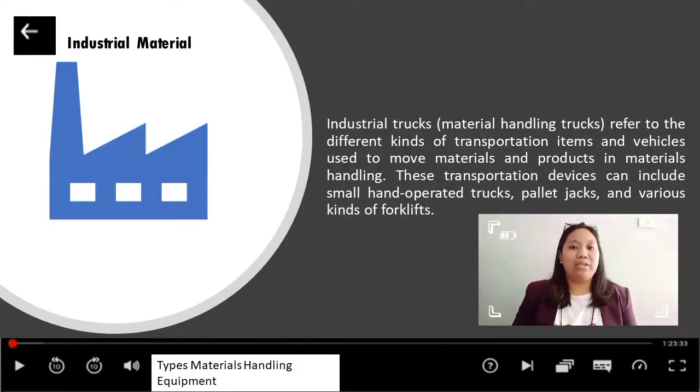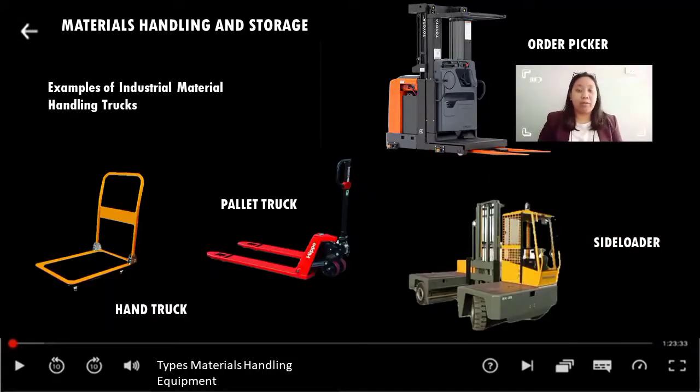So the next one is the industrial materials. Industrial materials refer to the different kinds of transportation items and vehicles used to move materials and products in materials handling. These transportation devices can include small hand-operated trucks, pallet trucks, and various forklifts. So here are some examples of industrial material equipment. We have the hand truck, the pallet truck, the side loader, and the order picker.